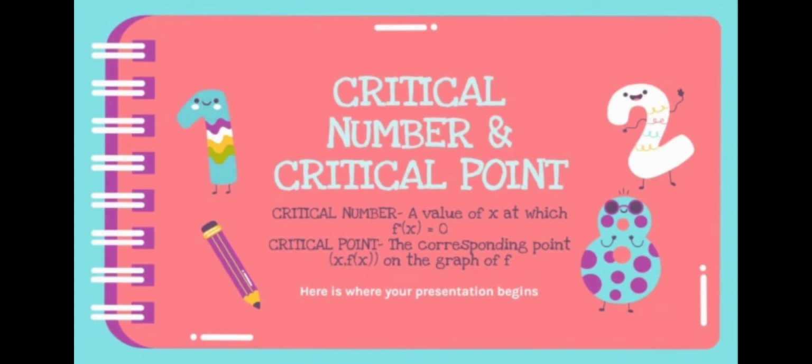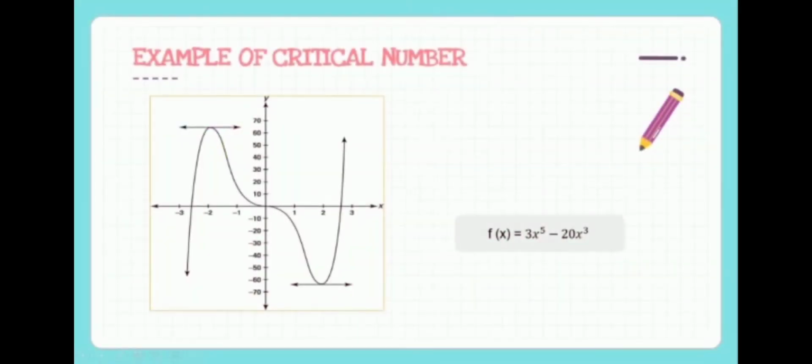Critical number and critical point. A critical number is a value of x at which f'(x) equals 0. A critical point is the corresponding point on the graph of f. This is the example graph of a critical number.